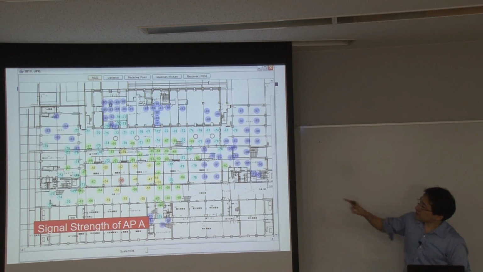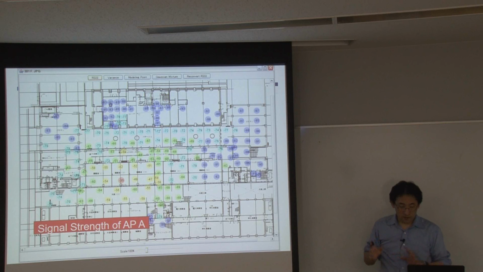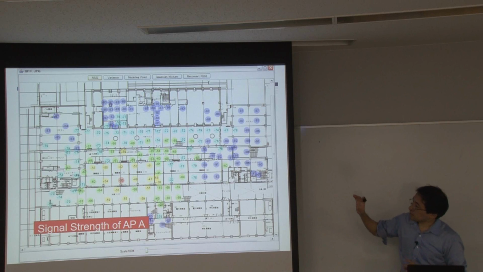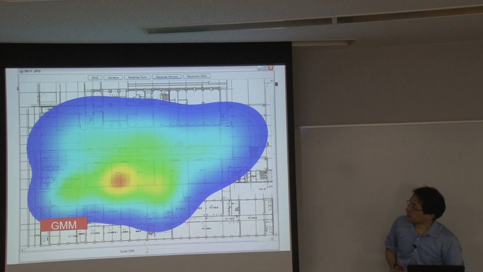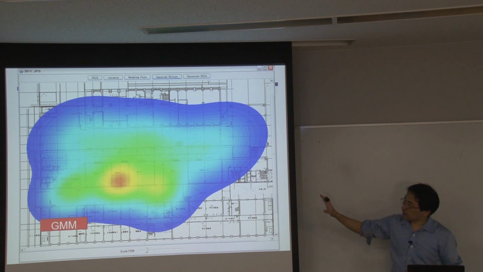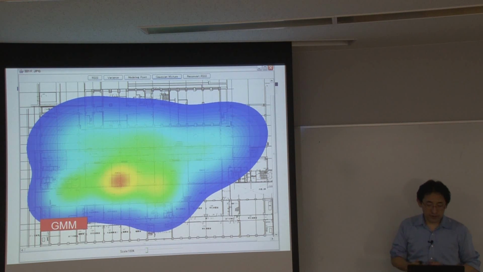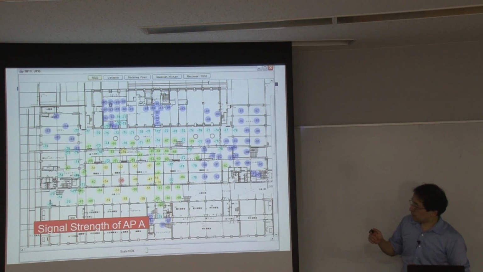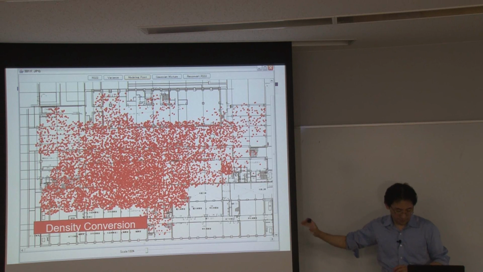So this is the IB building at Nagoya University, and we made a survey of each of the points. Okay, this is just a point and its strength, and then we model the whole area of this building like this. To make this model, it is not easy to convert this to here directly. So we start by converting this into the distribution or density of the points.